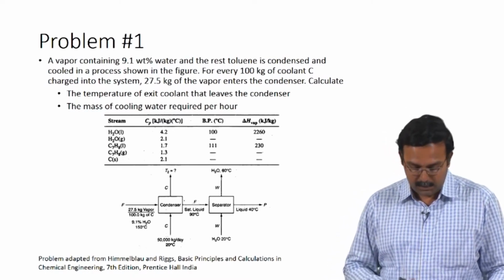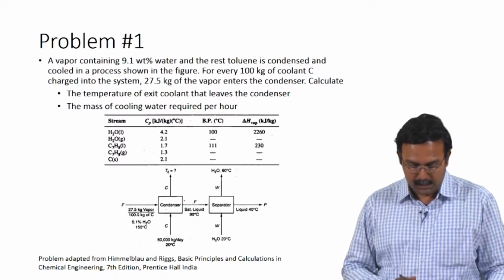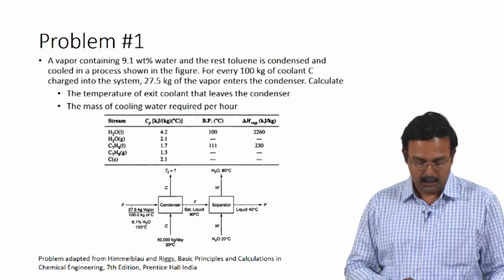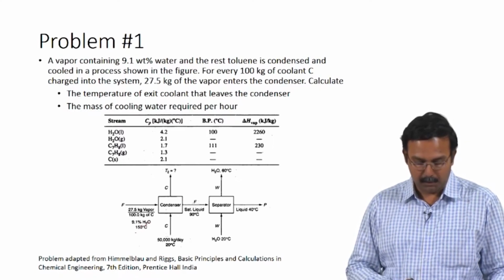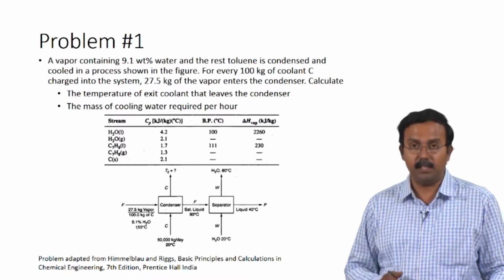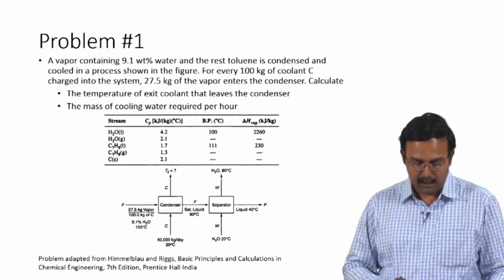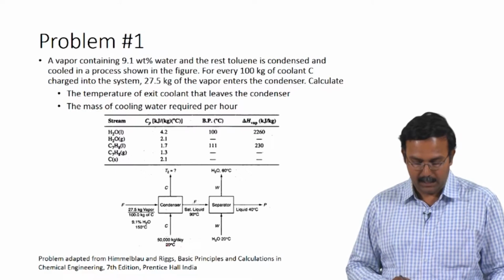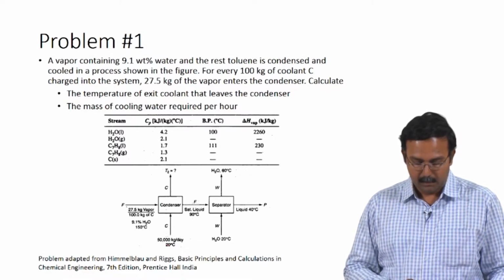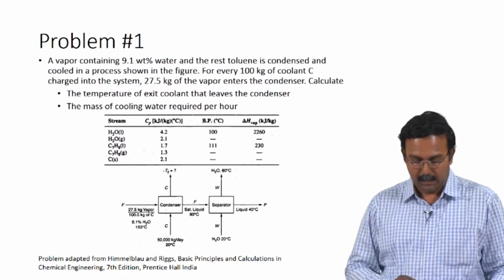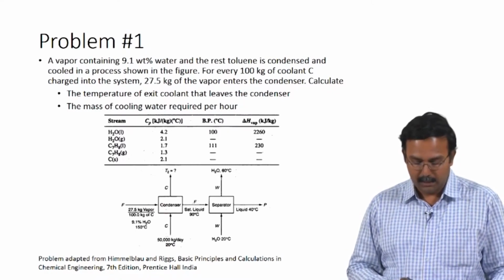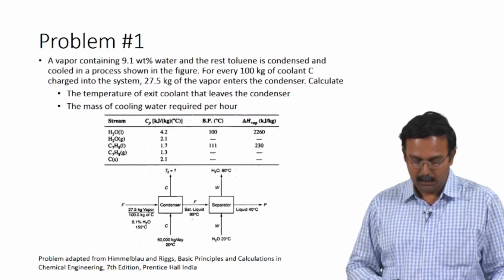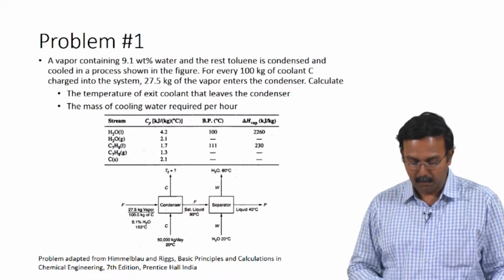So, we will look at this process, and what you see here is a feed which contains 9.1% water. It is a vapor feed containing 9.1% water which is entering at 150 degrees Celsius. And you have a coolant which is coming in at 50,000 kilograms per day and 20 degrees Celsius and entering the condenser. So, the vapor gets cooled because of the action of the condenser. So, I have the coolant and you have a saturated liquid containing both water and toluene which is coming into the stream F which is leaving the condenser.